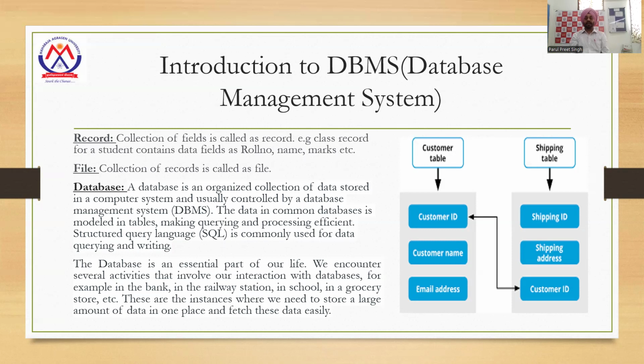You can see a diagram where there is a customer table and a shipping table. It shows that data is being stored in one single location, and with the help of customer detail and shipping detail, you can place an order and see where your consignment is. All these details will be stored in the database at one single place. And when you require that data, it can be fetched from the database.